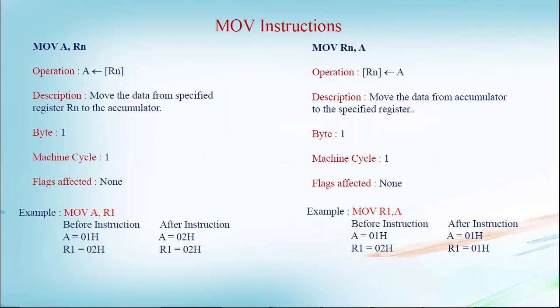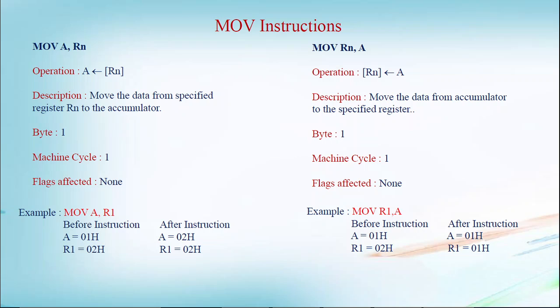The first instruction is MOV A, Rn, which means move the content of Rn into the accumulator. It requires 1 byte and 1 machine cycle. In the move instruction, no flag is affected. Let us take an example, MOV A, Rn. Before the instruction, let us consider A equals 01H and R1 equals 02H. When the instruction is executed, the content of R1 will move into the accumulator. So after the instruction, A will become 02H.